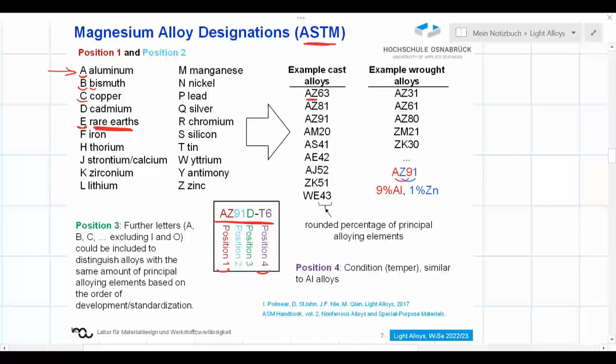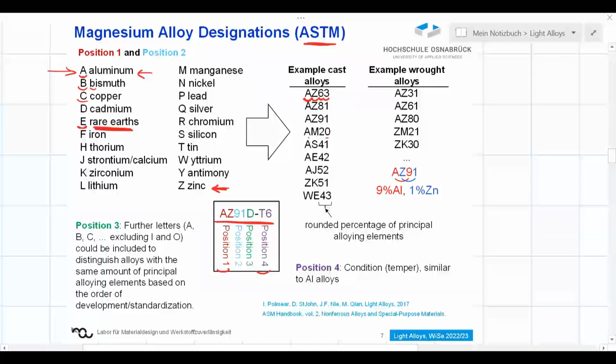For example, AZ63 indicates that this alloy contains element A, and A indicates aluminum, and it also has element Z, and Z is referring to zinc. So Z63 is referring to an alloy which contains these 2 elements, and these 2 numbers which are following are giving information about the rough or rounded percentage of those alloying elements. So this tells me that this alloy has 6% of aluminum and 3% of zinc included.